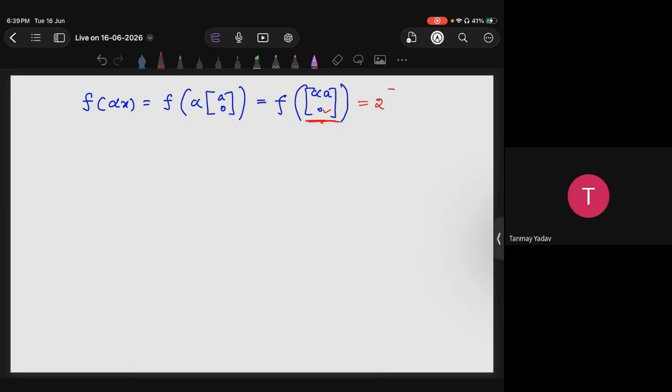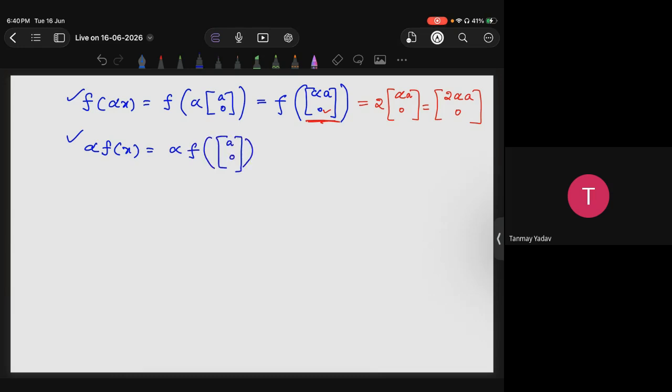So that will be like 2 multiplied alpha a0, which is nothing but 2 alpha a0. Then alpha f of x. This is what we wanted to verify, whether these two are equal or not. So alpha f of x. What is f of x? F of x is nothing but a0. Am I correct? So that is nothing but alpha, and what is this one? This one is nothing but 2 multiplied a comma 0, which is nothing but alpha 2a0, which is nothing but 2 alpha a0. Now you see these two are equal. Am I correct?